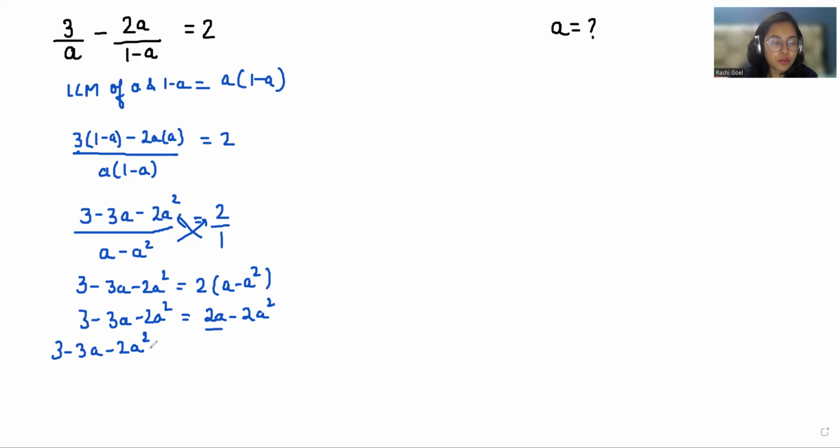This plus 2a comes to this side as minus 2a, and this minus 2a square comes to this side as plus 2a square, is equal to 0. So we will eliminate minus 2a square with plus 2a square, and here minus 3a minus 2a is minus 5a, plus 3 is equal to 0. Now I'm taking this minus 5a to the other side. Now I'm going to divide both sides by 5. So the value of a is 3 by 5.